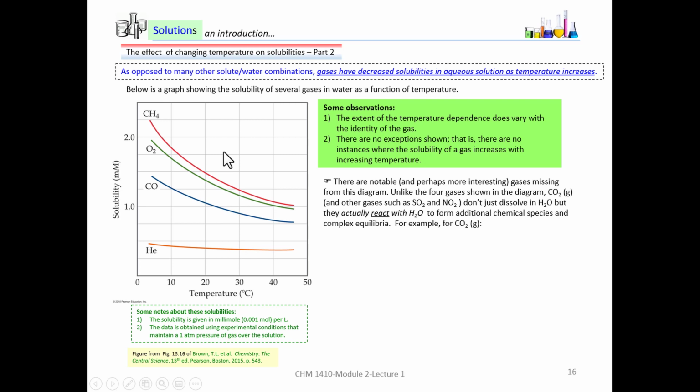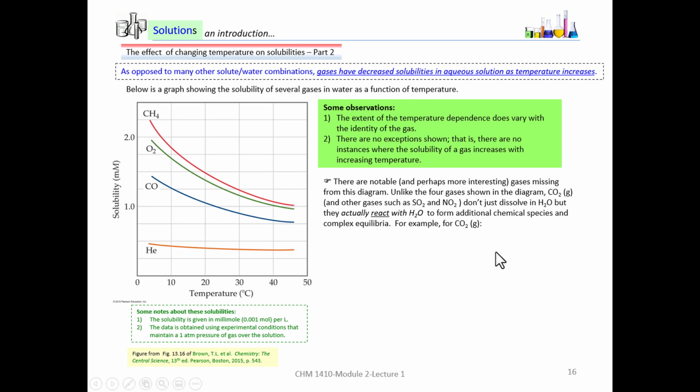There are some notable and perhaps more interesting gases missing from this diagram. For example, carbon dioxide, sulfur dioxide, nitrogen dioxide. So why are these missing from here? Because they're fairly common gases, at least in the laboratory. Well, these 3 gases, for example, don't just dissolve in water, but they actually react with water to form additional chemical species and complex equilibria.